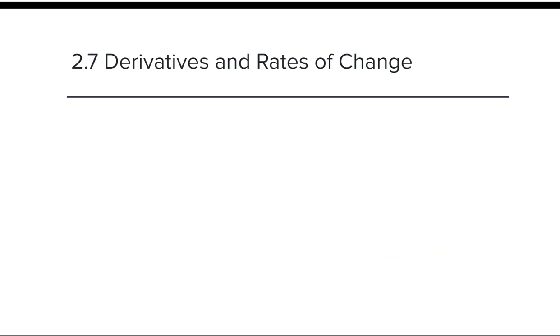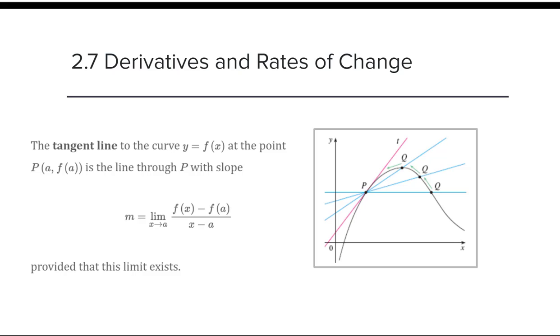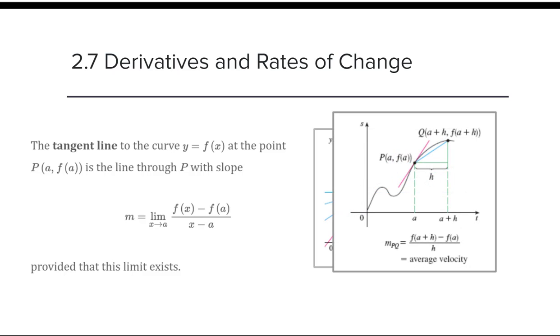In section 2.7, we finally get to use our limits as a tool to be able to find tangent lines. We also relate this velocity problem that we saw in the beginning of the chapter. We see that these ideas express the same concept. This is what we will call the derivative of a function.